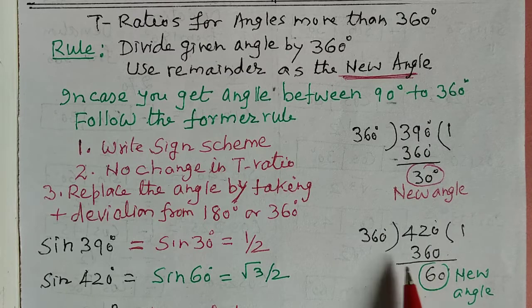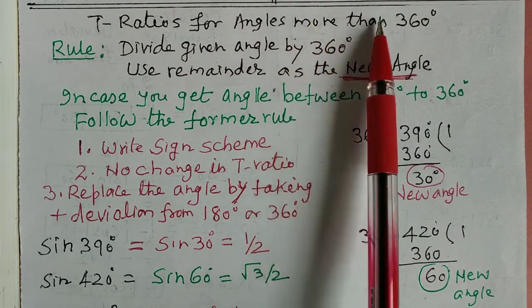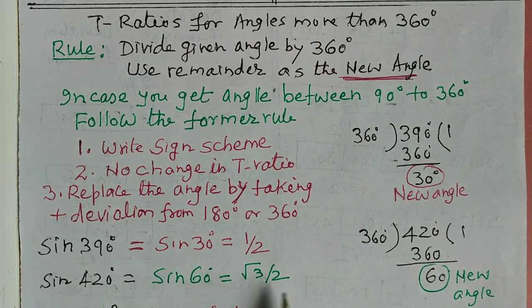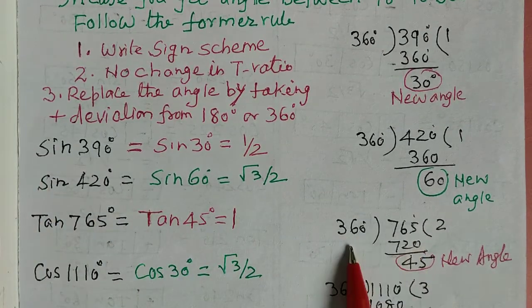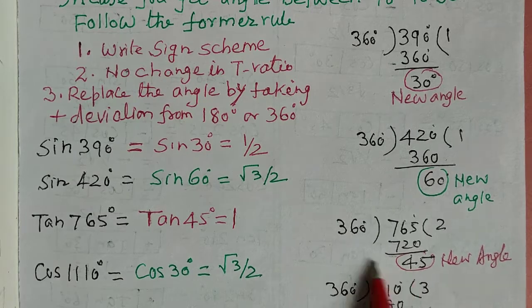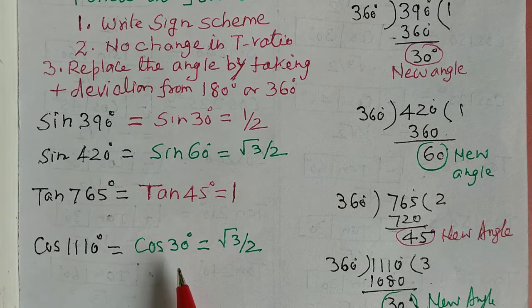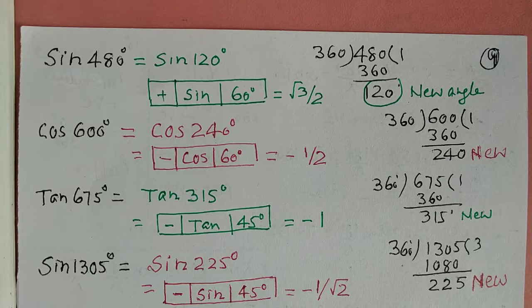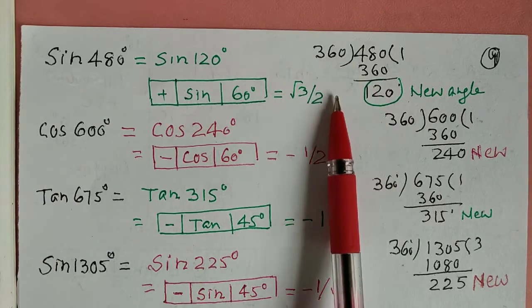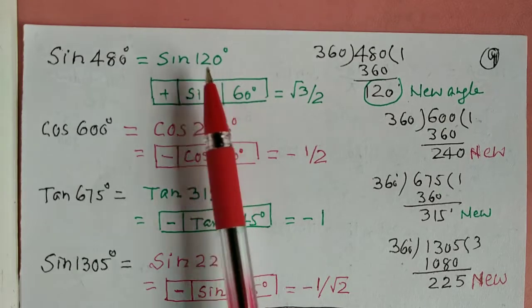420, divide 420 by 360 according to this rule. Divide by 360 whenever more than 360 is coming. Again remainder is 60, so this is the new angle. Likewise 765 divided by 360, the remainder is 45, so this is the new angle. Tan 45 is 1. Cos 1110 degree, divide by 360, the remainder is 30, so this is the new angle. Now continued, sin 480, divide 480 by 360, 120 is the new angle. Now again 120 we are getting, so write the 3 box.